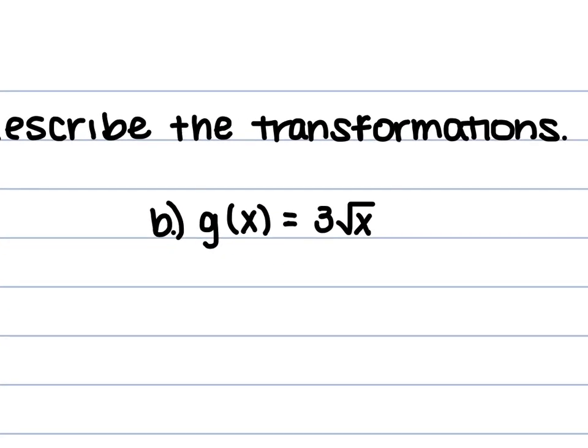For b, we have 3 times the square root of x. Because that 3 is in front, think normal. It's a whole number, so it's going to get larger. So that's a vertical stretch by a factor of 3.